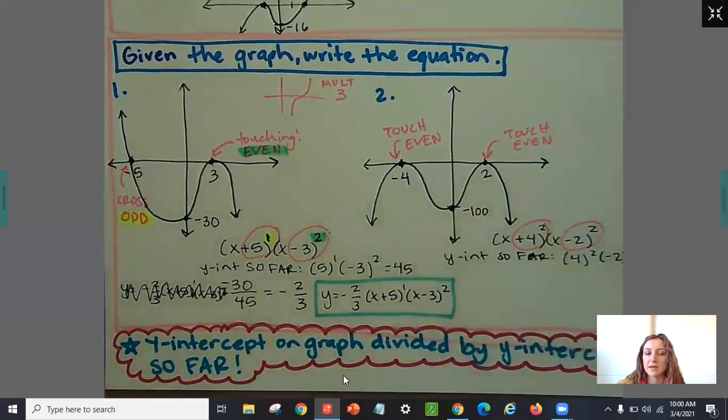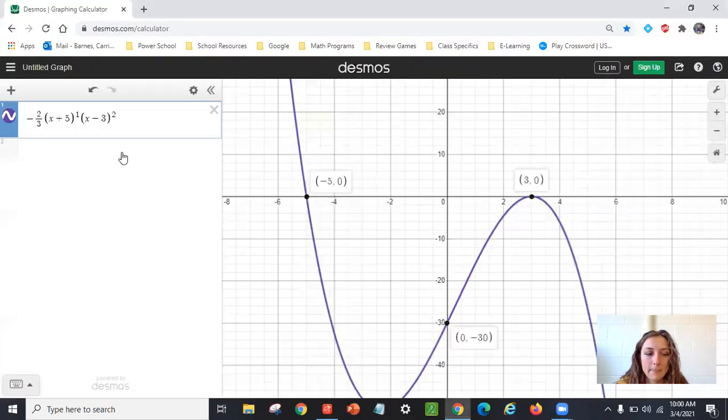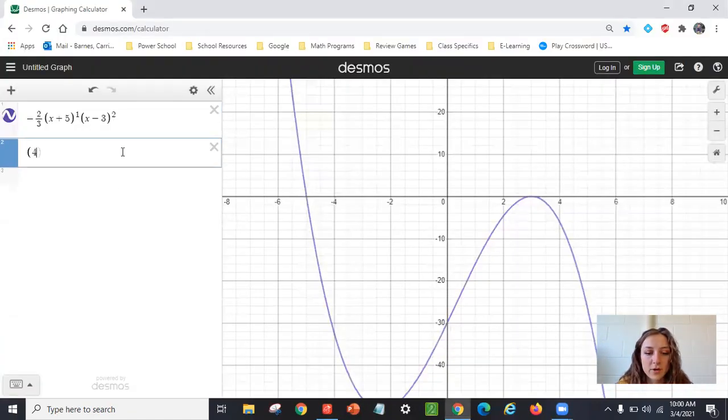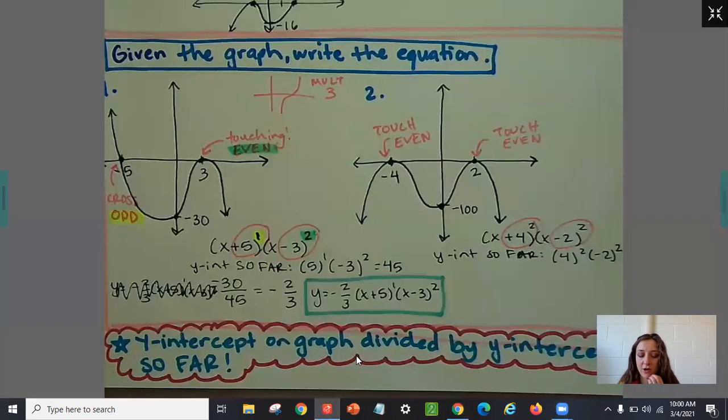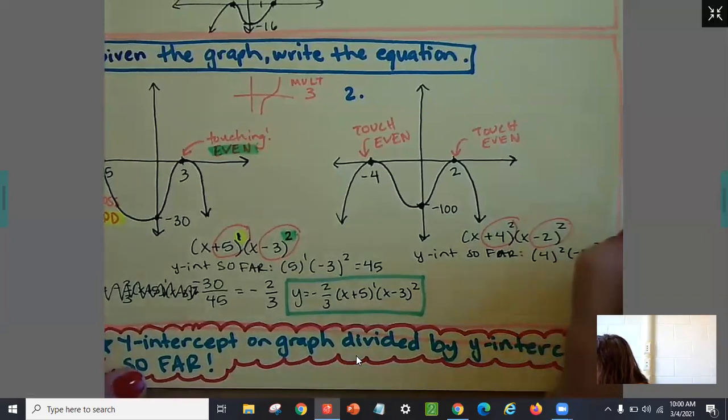Okay, and whenever we go type that in, we're going to get 4 squared times negative 2 squared. We're going to get 64. Okay, 64 is not 100, so we need to keep that in mind. Okay, this is equal to 64.